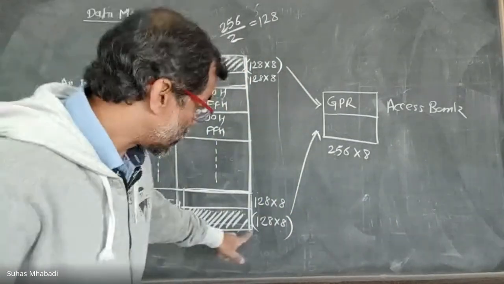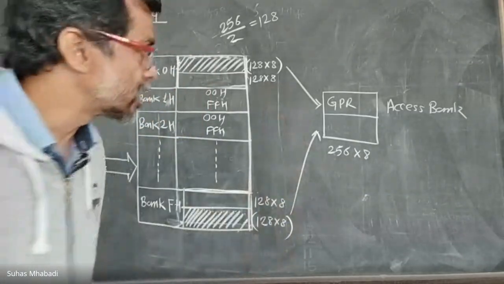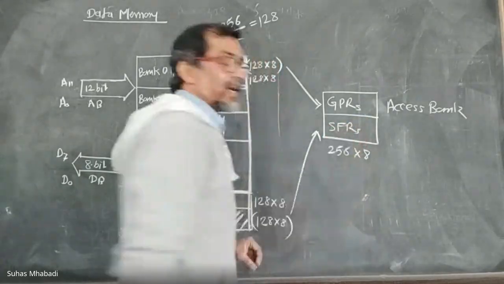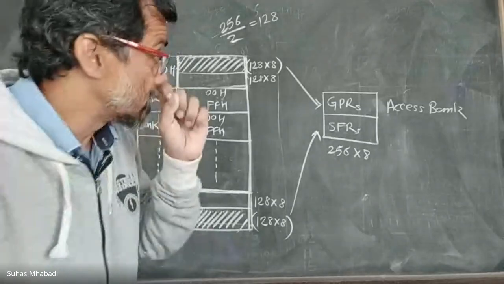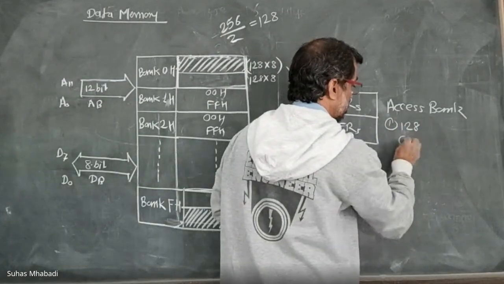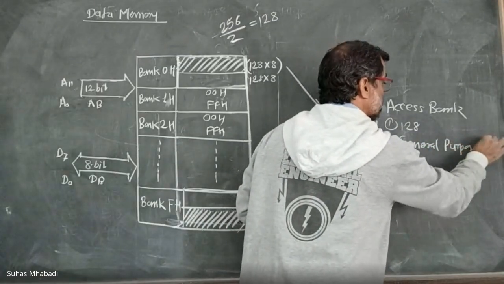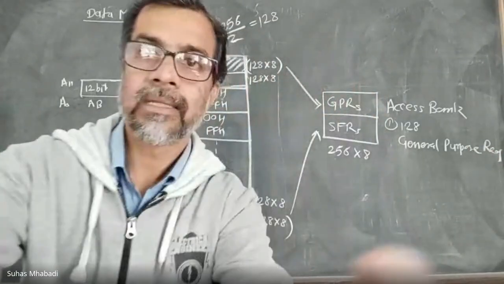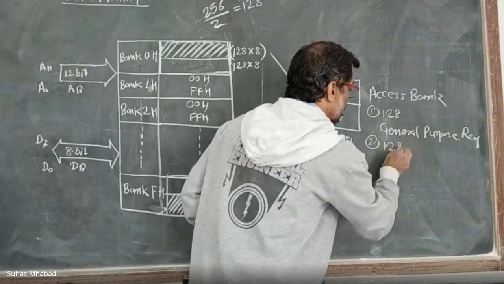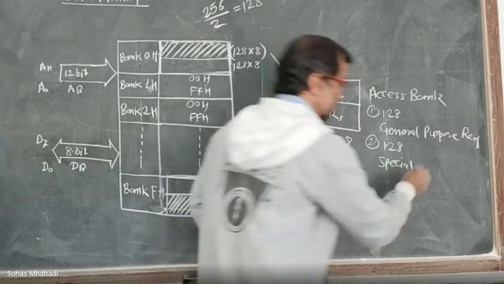आणि हे आहेत ना 128, ते कुठने घेतले आपण? बँक लास्ट मधनं शेवटचे 128, त्याला म्हणतो आपण SFR, स्पेशल फंक्शन रजिस्टर. So Access Bank consists of 128 general purpose registers, and it consists of 128 special function registers.